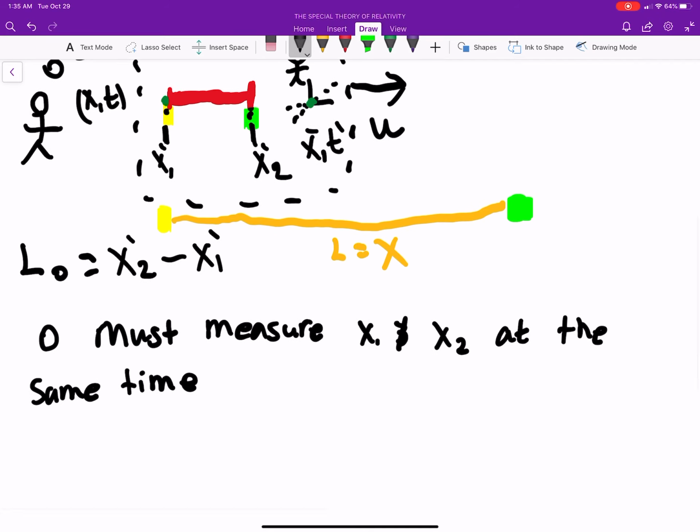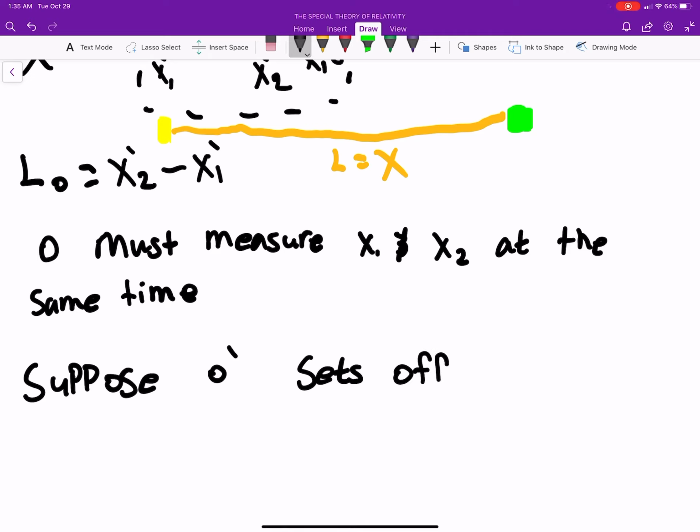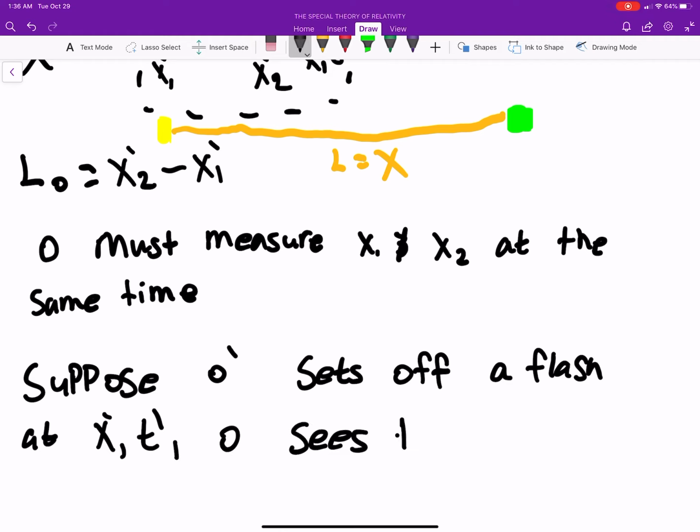Hopefully that makes sense. Okay, now let's suppose O prime sets off a flash at x prime comma t prime, and O sees the flash at x comma t in his coordinate frame. Nothing crazy, right?